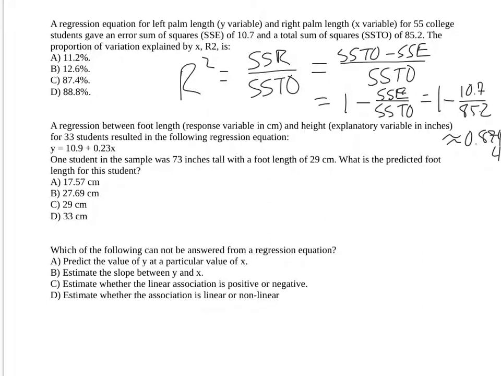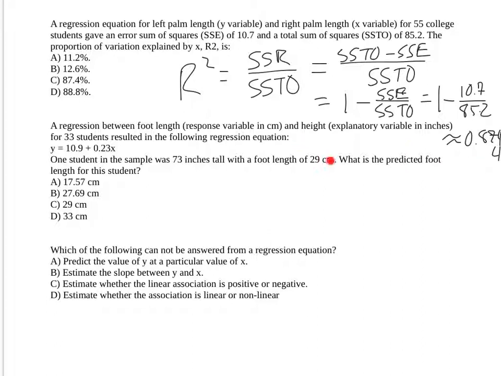A regression between foot length, the response variable in centimeters, and the height explanatory variable in inches for 33 students resulted in the following regression equation: y equals 10.9 plus 0.23x. One student in the sample was 73 inches tall with a foot length of 29 centimeters. What is the predicted foot length for this student? Now this is trying to make sure you really understand what you're doing. It gives you both how tall he was and the foot length. But it says the response variable is foot length, and it says what is the predicted foot length.